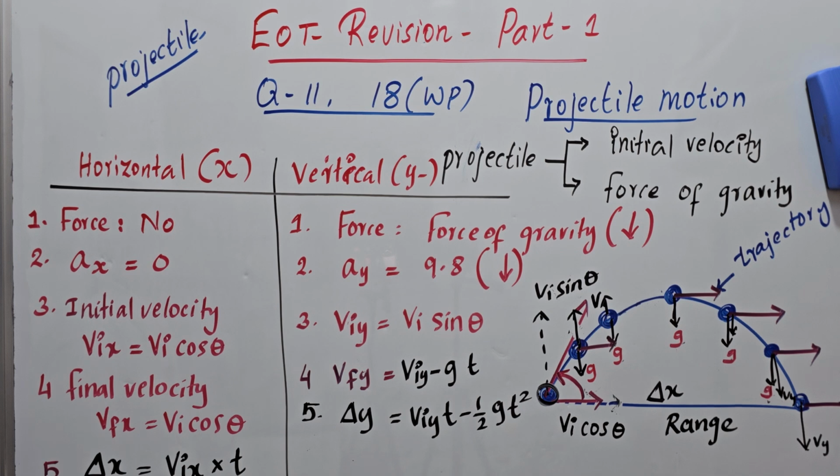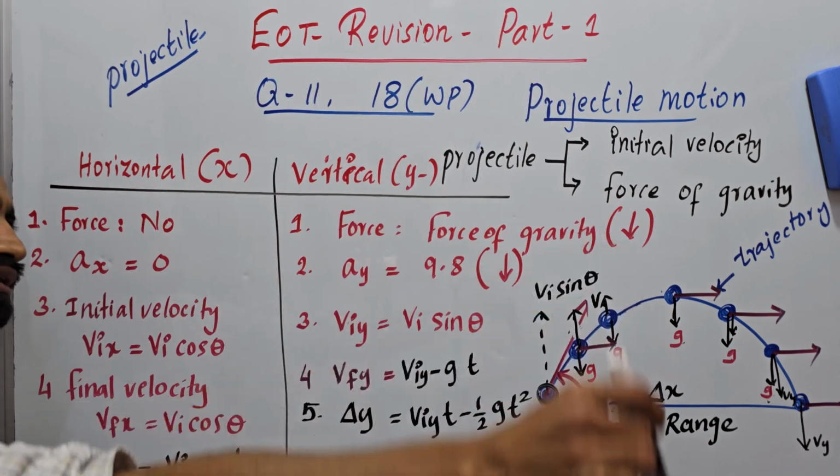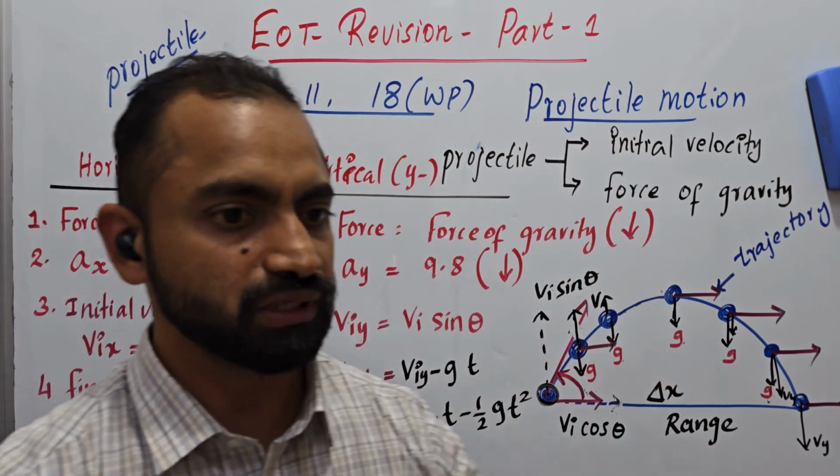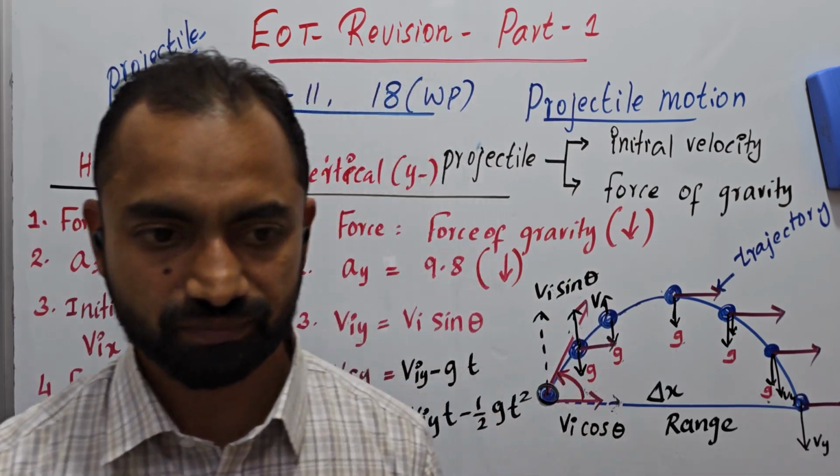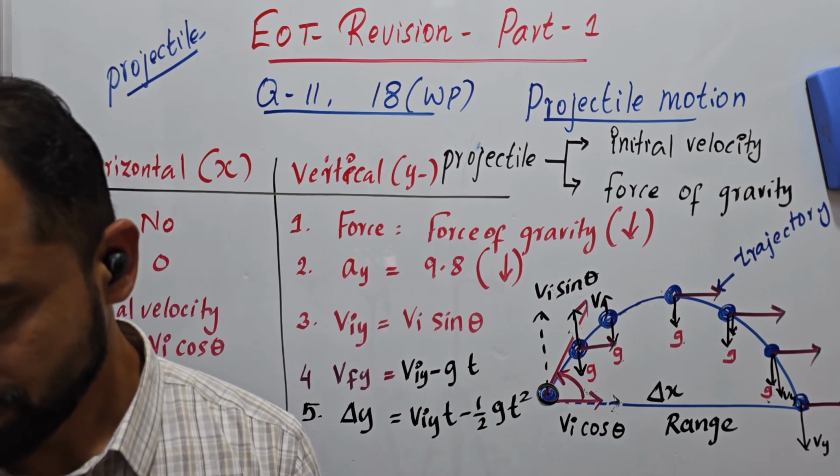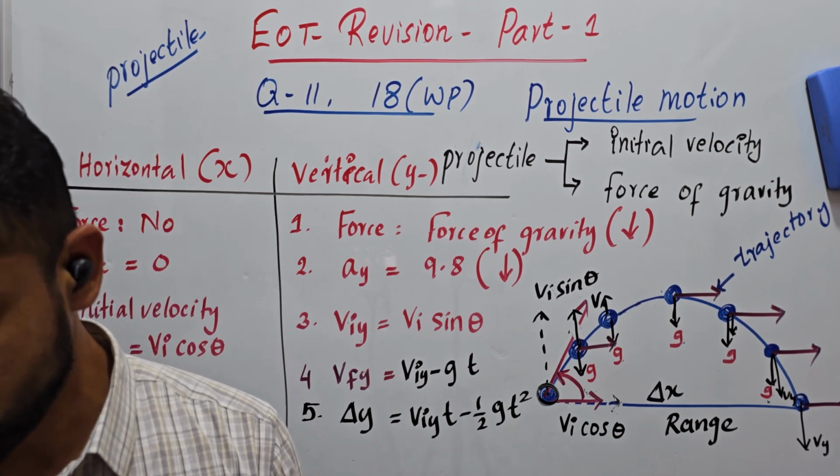Range means distance traveled. For example, if I throw the marker from here to here and it travels 10 meters, then 10 meters is called the range. The distance traveled is called the range.